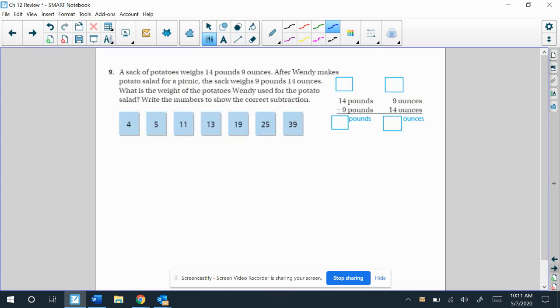Here's the next one for you to try. This one is set up for you already. It talks about how a snack of potatoes weighs 14 pounds, 9 ounces. After Wendy makes a potato salad for a picnic, the snack weighs 9 pounds, 14 ounces. What is the weight of the potatoes Wendy used for the potato salad? Well, we are going to use these numbers to help us subtract here. Go ahead and give it a try. Please remember to put a number in the corner and circle it to help you regroup.